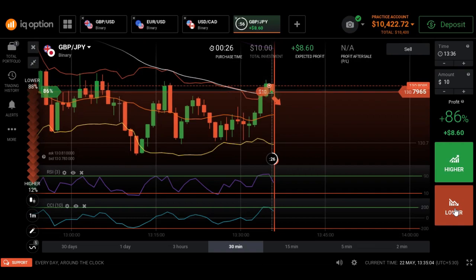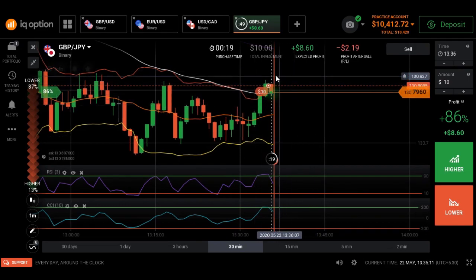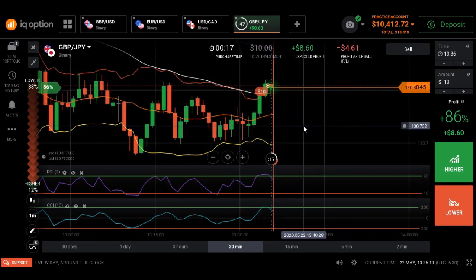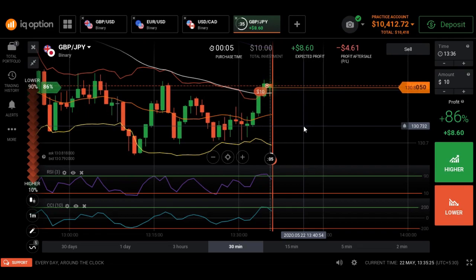Okay, let's see. See that? How did I enter the trade? Now this trade is going to win for sure. Pretty sure this trade is going to win because this strategy always works like that.